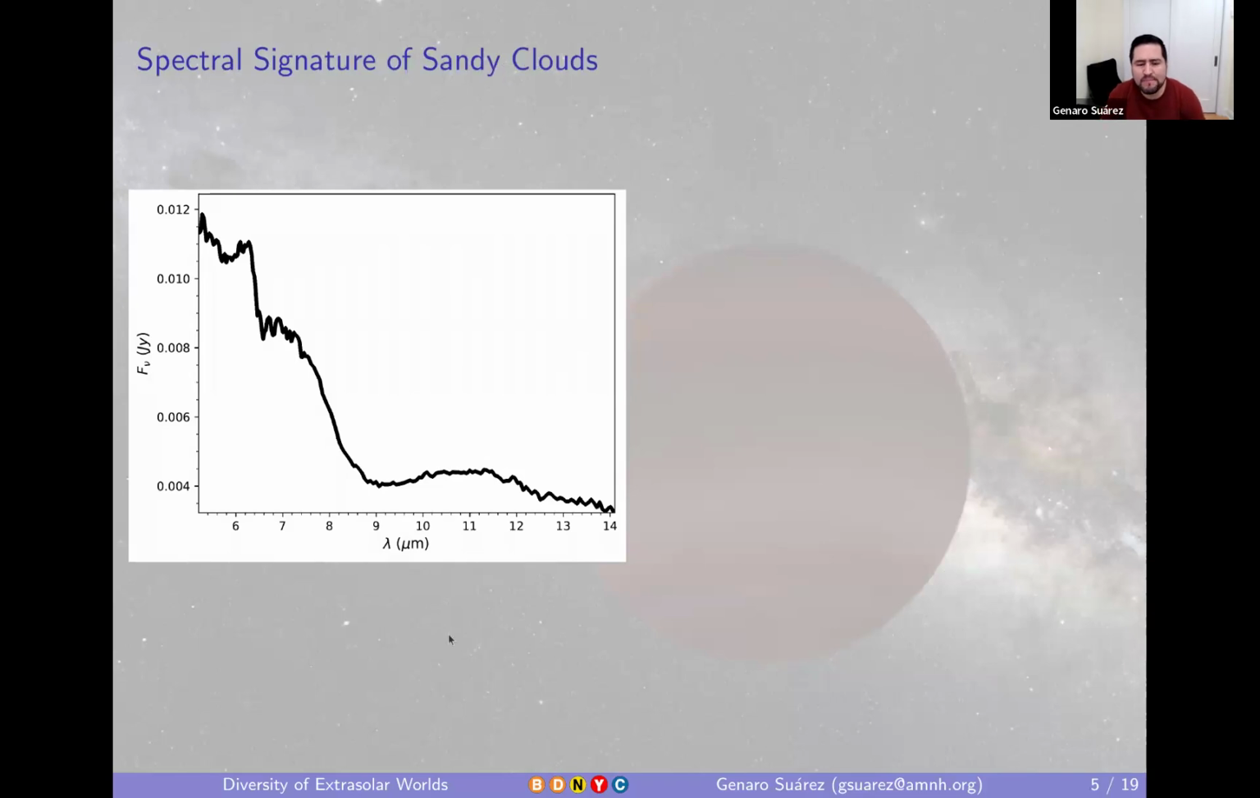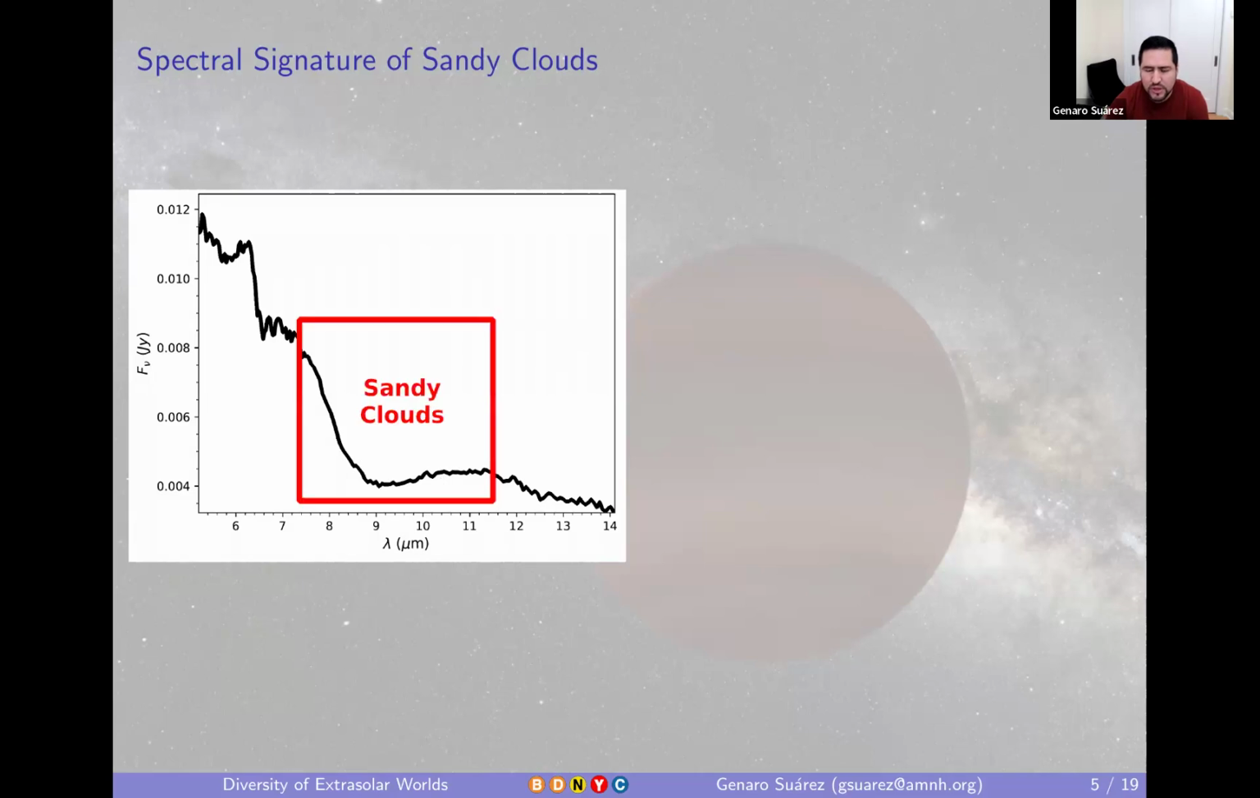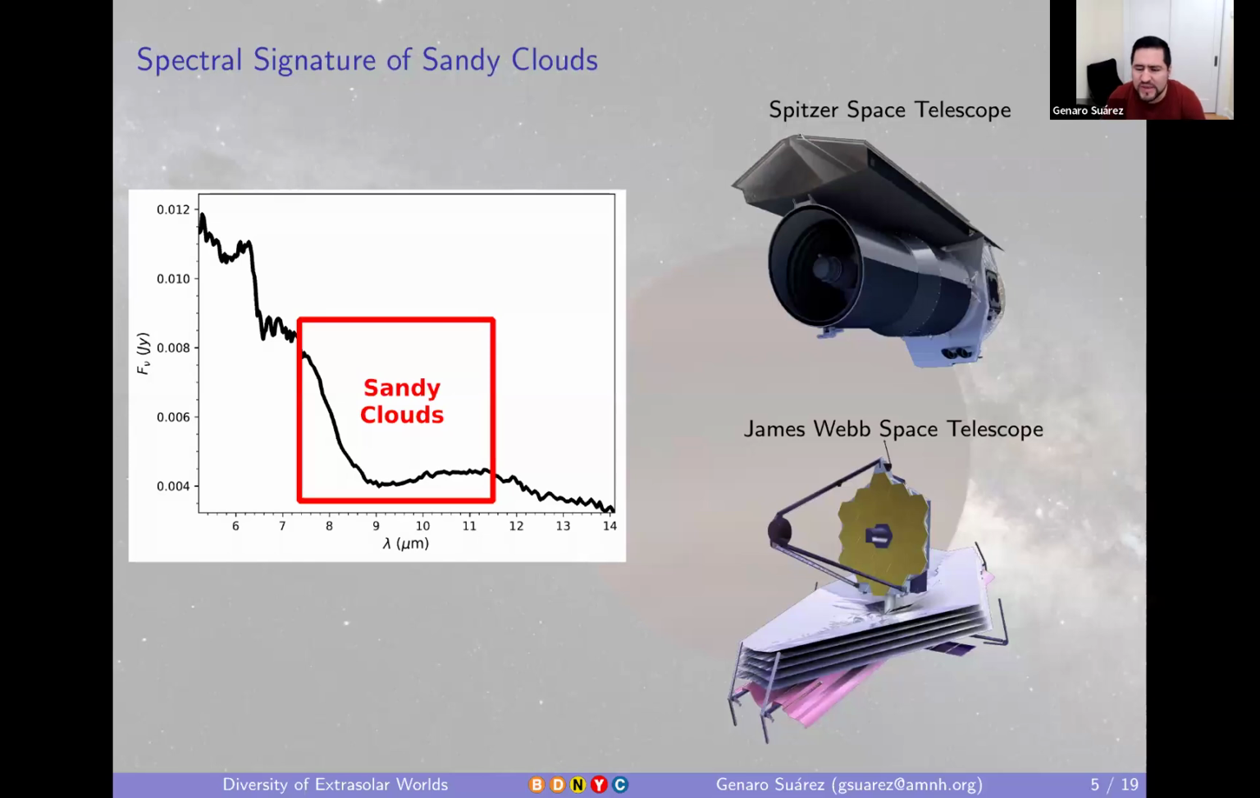The only known spectral signature produced by silicate clouds is this mid-infrared silicate absorption. So the presence of this silicate absorption is indicative of cloudy atmospheres. A stronger absorption means a cloudier atmosphere. And there have been only 2 telescopes able to spectroscopically observe this absorption.